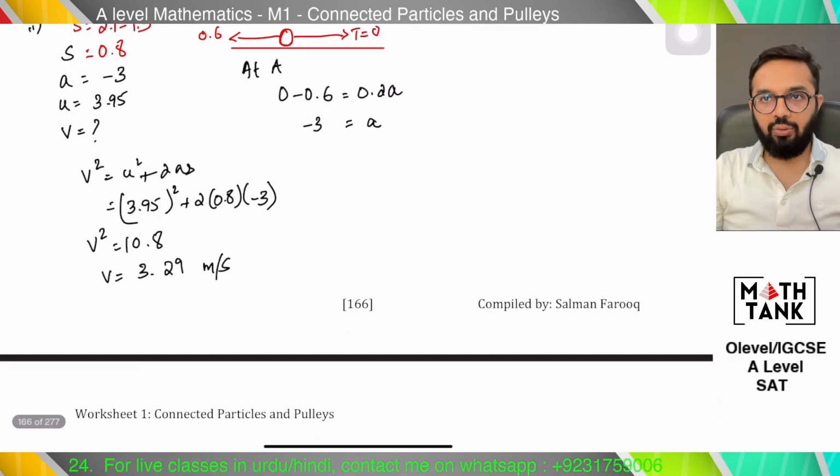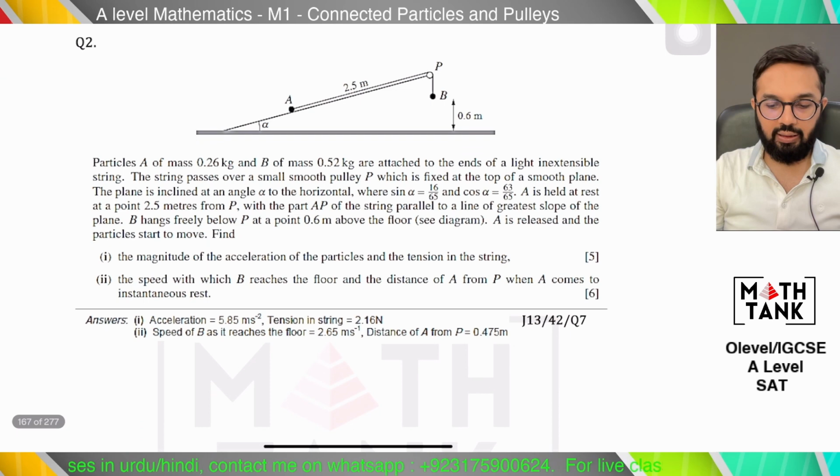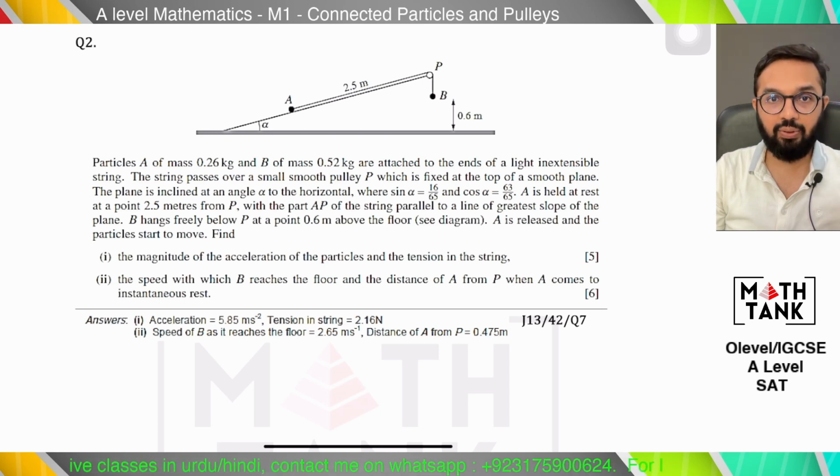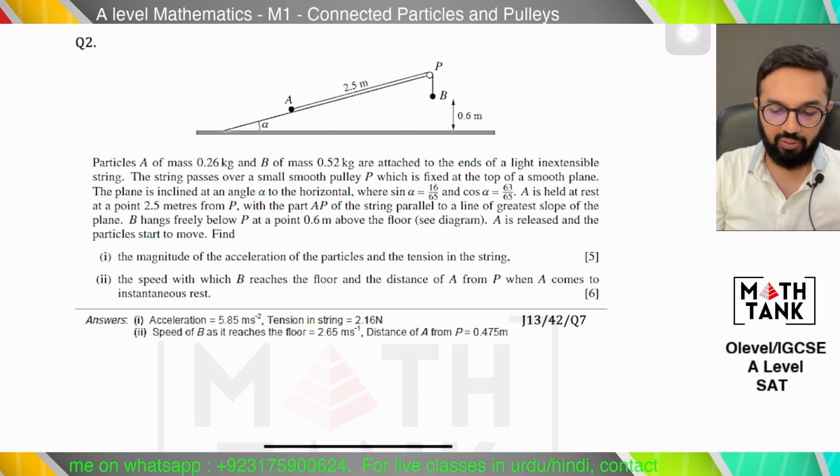Okay, that's the first question on connected particles and pulleys. Let's look at question number 2. It says particle A of mass 0.26 kg and particle B of mass 0.52 kg are attached to the ends of a light inextensible string. The string passes over a smooth fixed pulley P, which is fixed at the top of a smooth plane. The plane is inclined at an angle of theta to the horizontal, where sine theta equals 16 over 65.